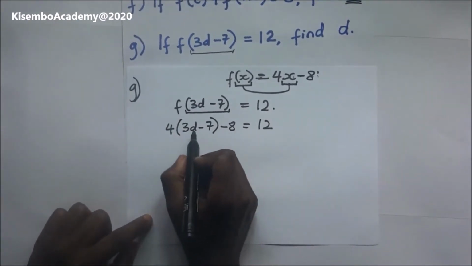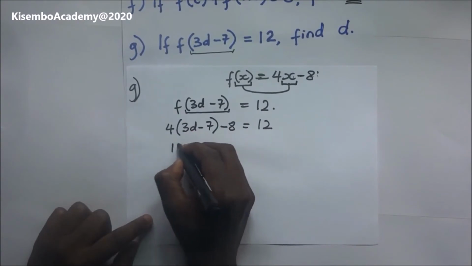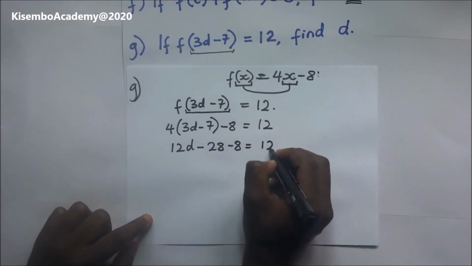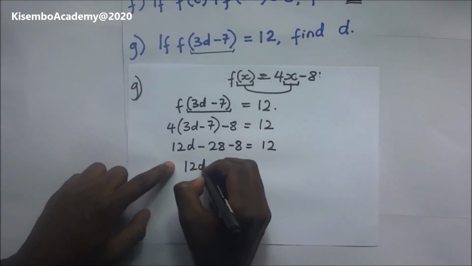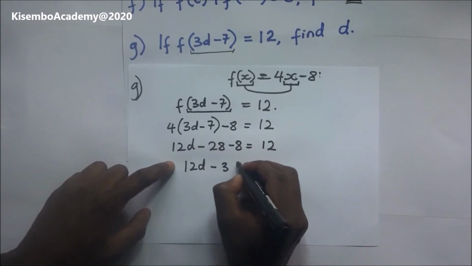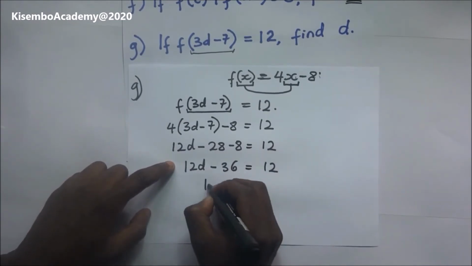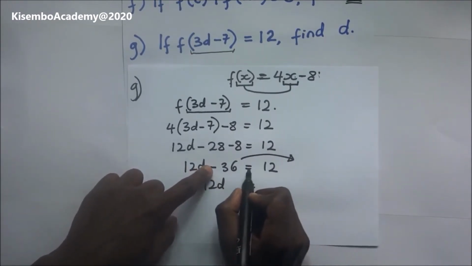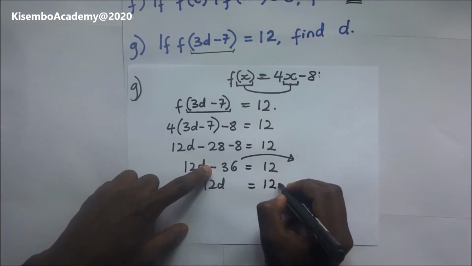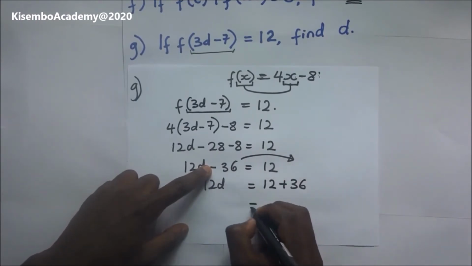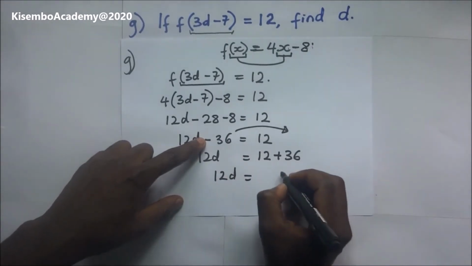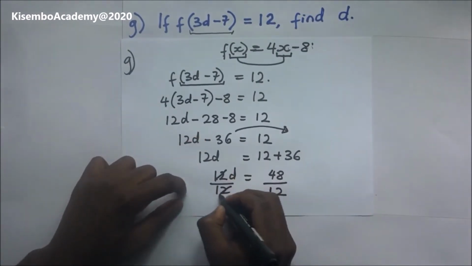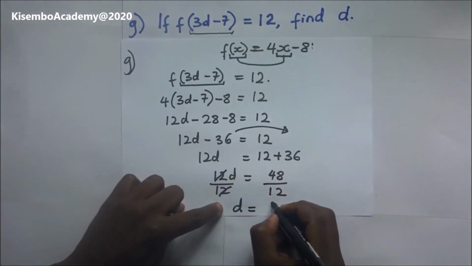So we go ahead and open brackets and find the value of d. This becomes 12d minus 28 minus 8, giving us 12. So this is going to become 12d minus 36, giving us 12. This 36 comes this side, it's a negative 36, crosses the equal sign, and becomes positive. 12 plus 36, and then we end up with 12d giving us 48. When we divide both sides by 12, we end up with our value of d as 4.